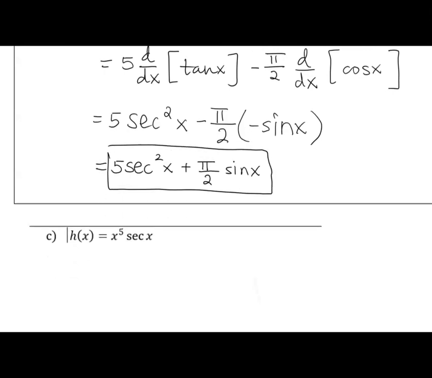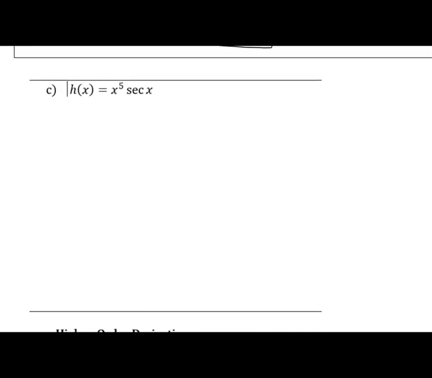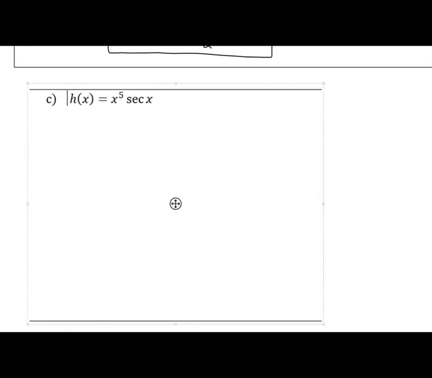Our final part from example 3 is asking us to find the derivative of h of x, which the first thing I notice is that this is a product. Yes, there is a trigonometric function in this function, but that trig function is being multiplied by x to the 5th. So we're going to have to use the product rule, which tells us that the derivative of f times g is f prime g plus g prime f.